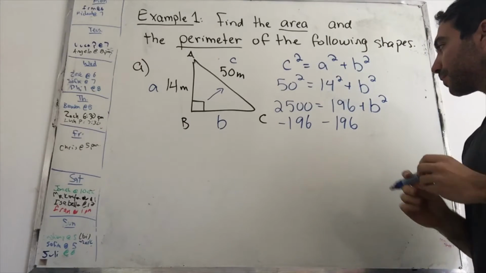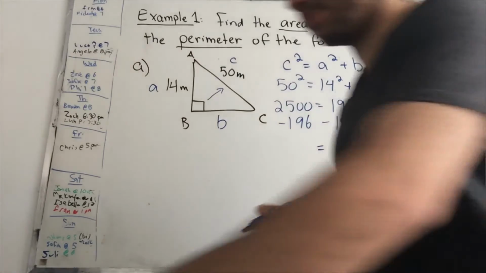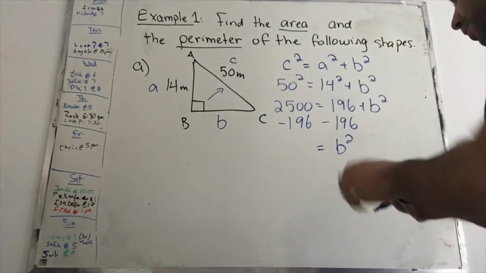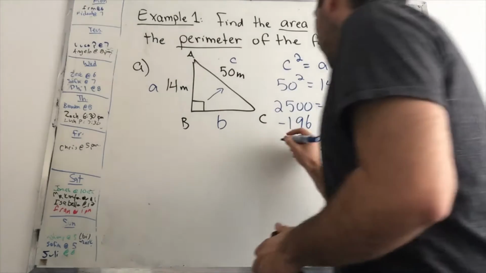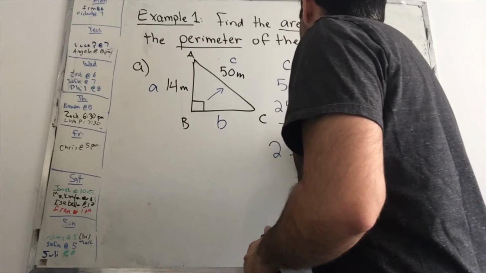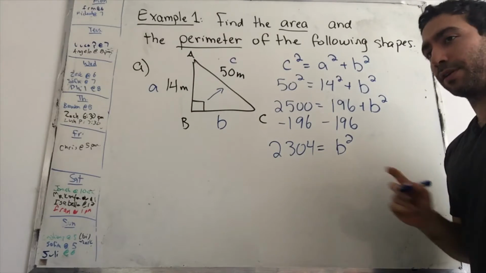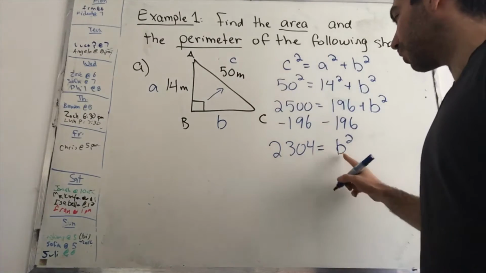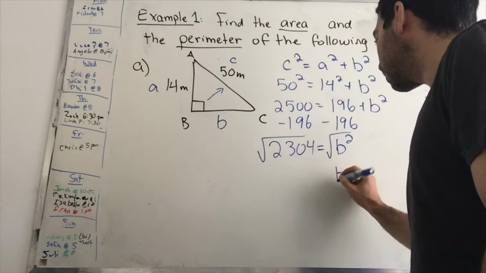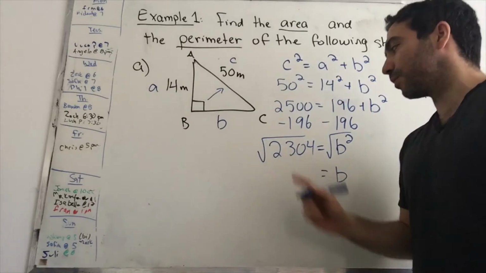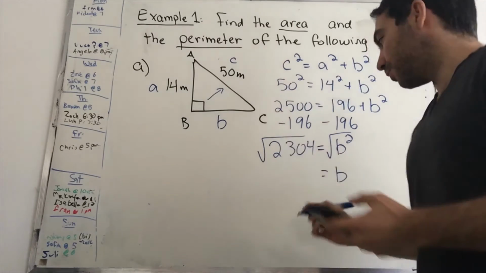Okay. So what we're left with is B squared equals 2,500. Let's calculate that. 2,500 minus 196. And we get 2,304. Last step of Pythagorean theorem, you have to always square root. We're not looking for B squared, we want just B. So we square root both sides. Square root of B squared is B. Square root of 2,304, we get 48.